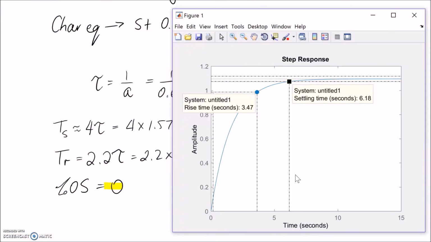And the other thing is the overshoot, which you can get from the peak response here. So for a first order system, the peak response is going to happen at time equals infinity because it's never going to overshoot. And then you can confirm that. It tells you that the overshoot is in fact 0%.